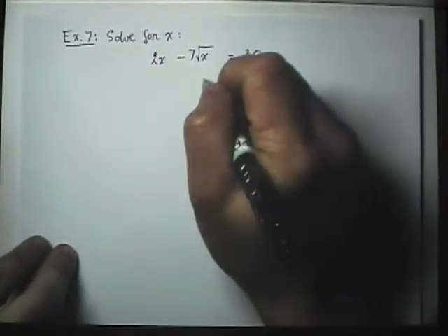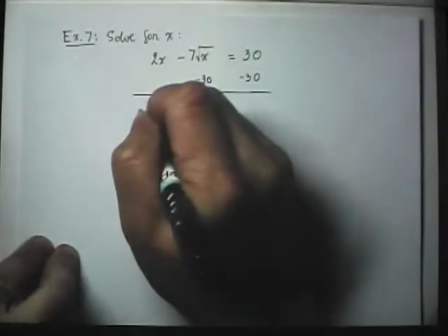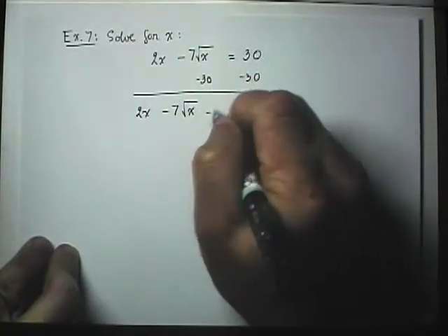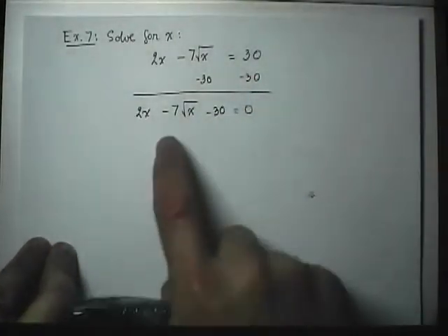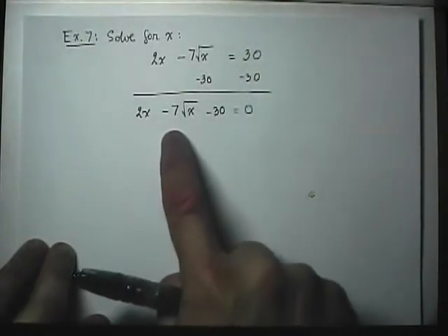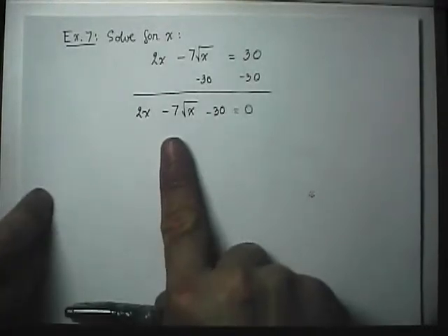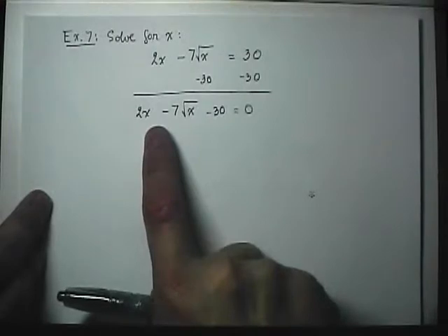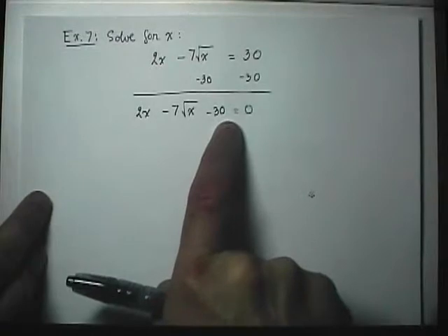So first of all, to solve that using the quadratic-like approach, I need to subtract the 30 from both sides, and that gives me 2x minus 7 square root x minus 30 equals 0. Now, to help you recognize the quadratic-like nature in this problem, it's much more challenging compared to the previous examples, because it's hard to see the double of the power and the halfway down. There's no power here.